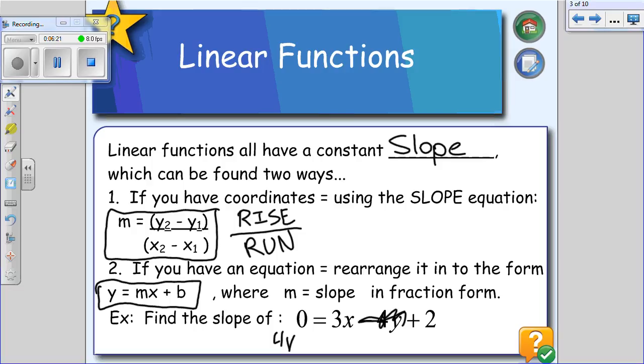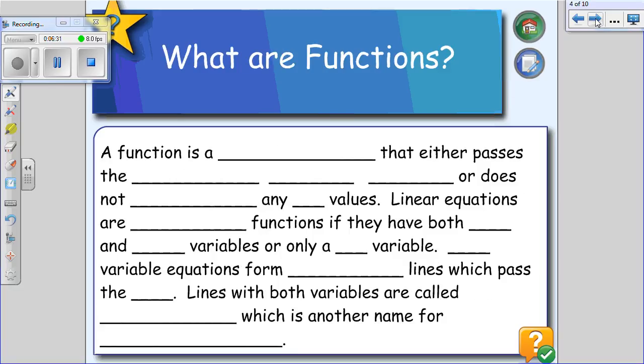That's called general form, 0 equals. And that's how we write our quadratics, which is going to be important. So yeah, good terminology. What makes a function a function?